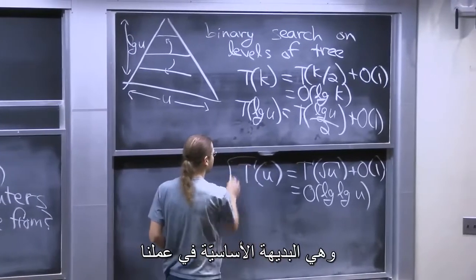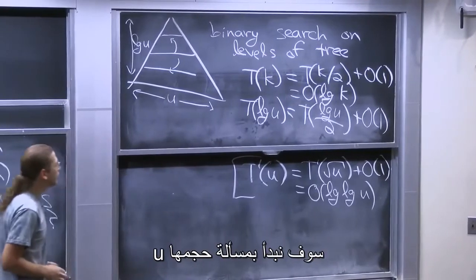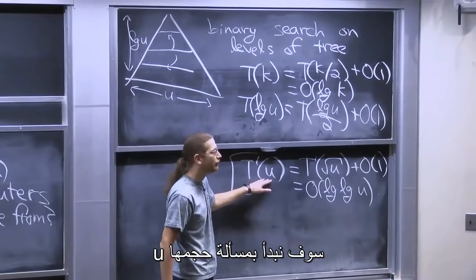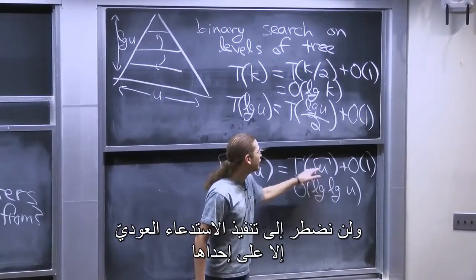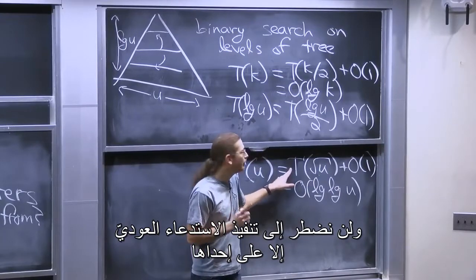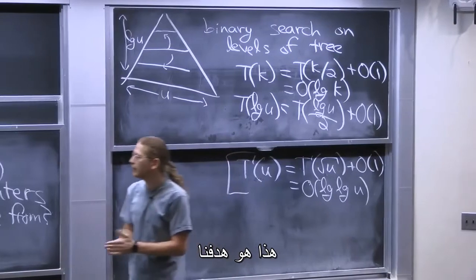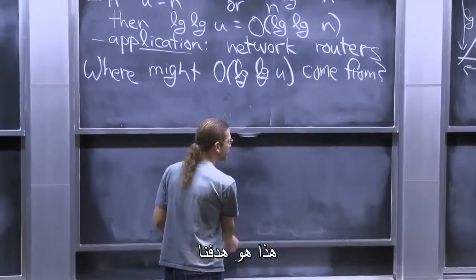And in fact, this is the primary intuition we'll be using. So what we would like is to take our problem, which has size u, and split it into problems of size square root of u, so that we only have to recurse on one of them, and then we'll get this recurrence. OK, that's where we're going to go.